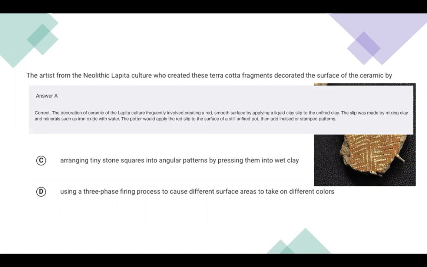The slip was made by mixing clay and minerals such as iron oxide with water. The potter would apply the red slip to the surface of a still unfired pot, then add the incised or stamped patterns. So that's how this one's made with the red on top. Boom, done.